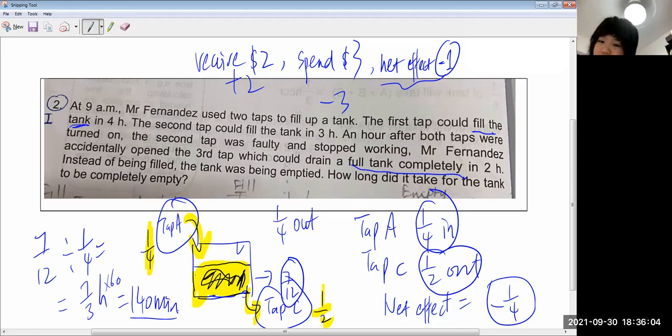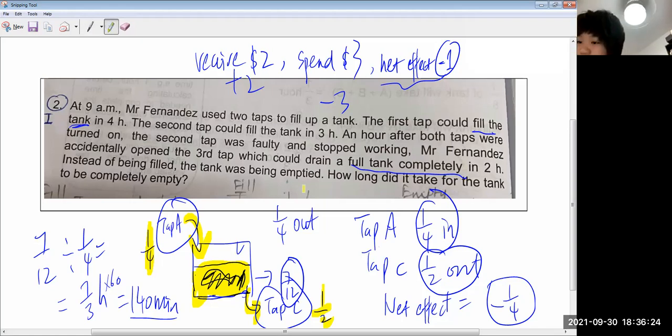Right? No, I got 2.333. Then you times 60 lah. Then you get the minutes. Oh, okay. Yeah. So you get 140, right? Yeah. Minutes. Okay.